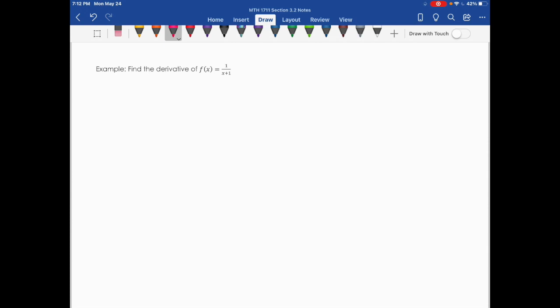Okay, next example, we're going to do a rational function. This gets a little bit messy, but it's not hard. It's just long and messy. So I want to find the derivative of f of x equals 1 over x plus 1. So I'm going to take f of x plus h, which means everywhere I see x, I'm going to plug in x plus h. So I have 1 over x plus h plus 1. So that's my f of x plus h. Then I'm going to subtract my f of x, and it's going to be all over h.